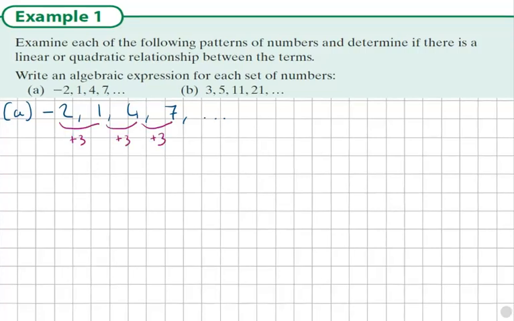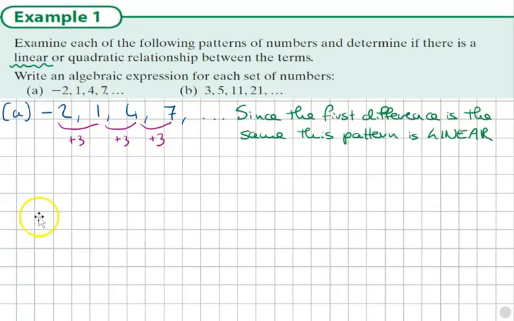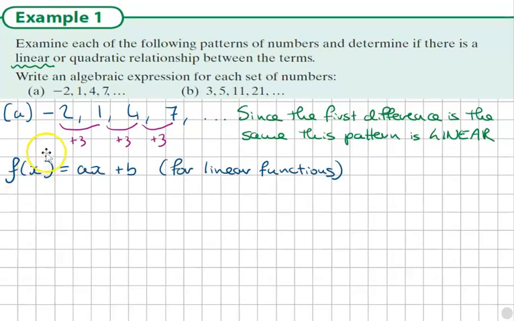I find the difference between each term. So to get from minus 2 to 1, I'm adding 3. To get from 1 to 4, I'm adding 3. To get from 4 to 7, I'm adding 3. So since the first difference is the same, I know that the pattern is linear. So if I was to draw this pattern out graphically, it would form a straight line. So f of x is equal to ax plus b for linear functions.